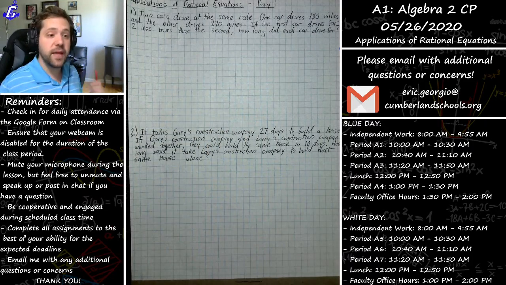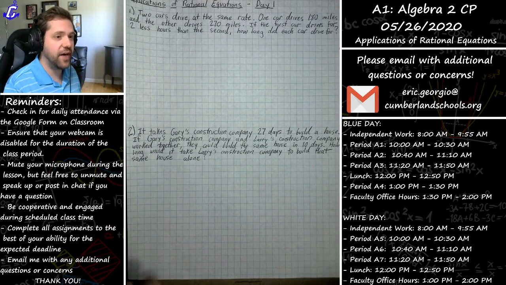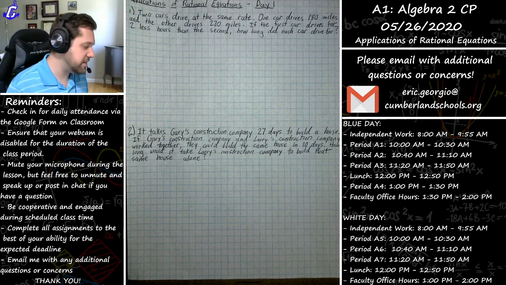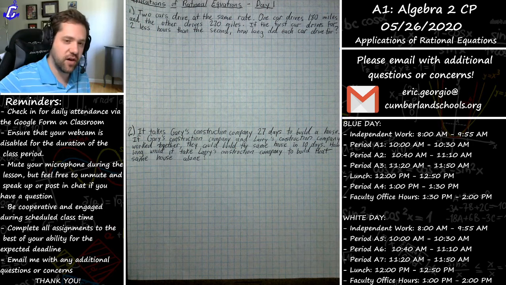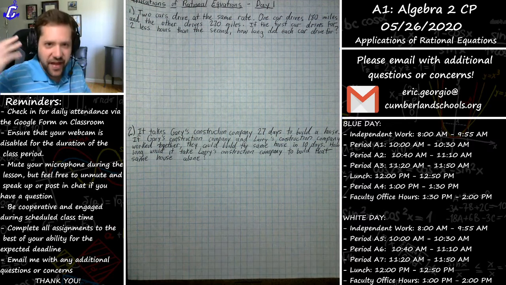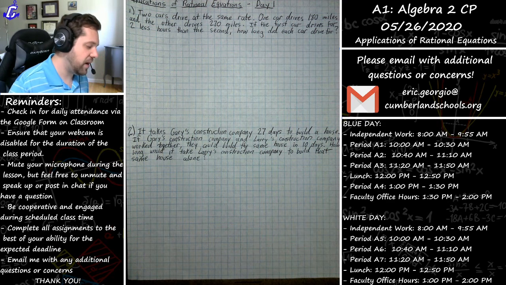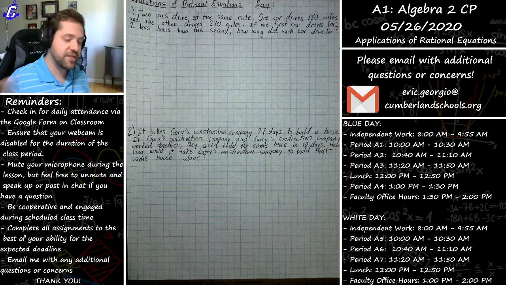Well, without me having to tell you, hopefully if you look at this problem, you would be able to identify that it is a distance, rate, and time problem because it talks about distances, rates, speeds, how far did each car drive, it's cars moving. That should just make sense to you to say this is a distance, rate, and time problem. So I'm not going to specifically say, oh, this problem is distance, rate, and time.